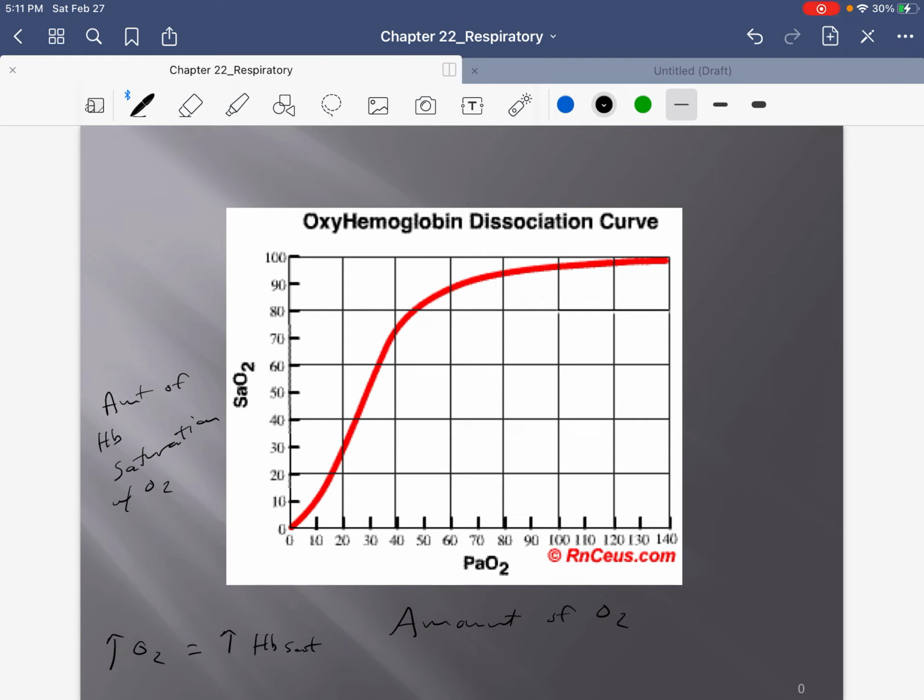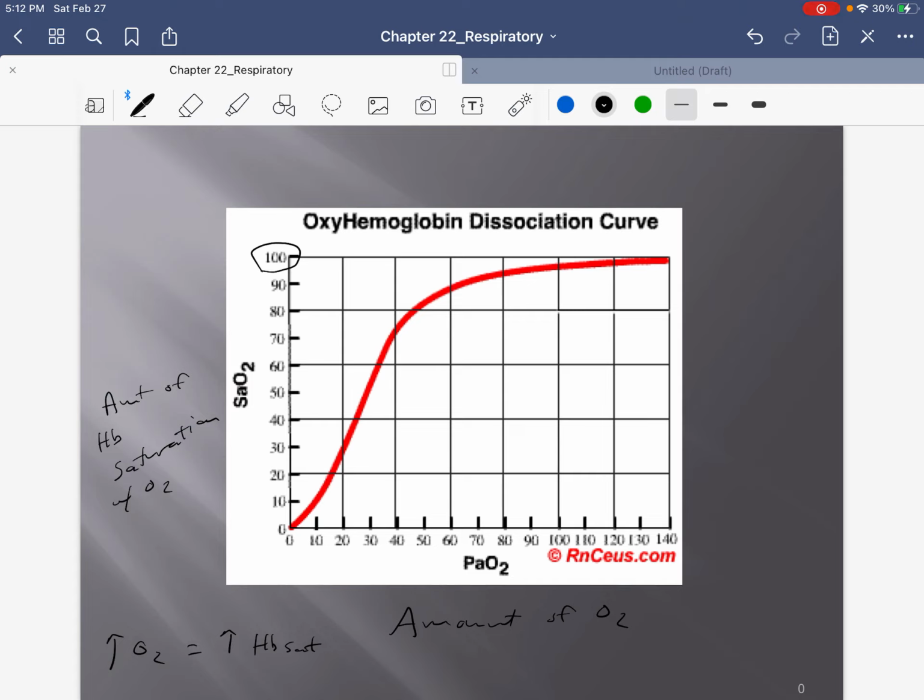Then we talked about, why is there a sharp curve at the beginning? Well, that is because after the first oxygen binds to a hemoglobin molecule, there's a molecular change which allows the remaining second, third, and fourth oxygens to bind to hemoglobin more quickly. So hemoglobin will fill up very quickly. We talked about why the curve levels off. Well, because once all four spots on hemoglobin are taken, even if we have more oxygen present, there are no more spots on hemoglobin.